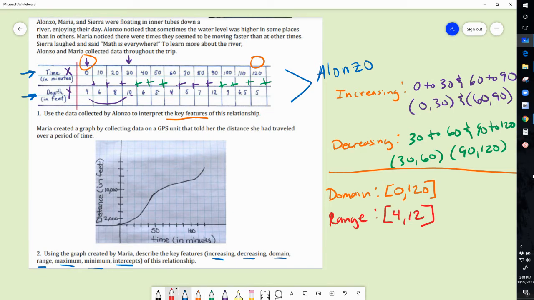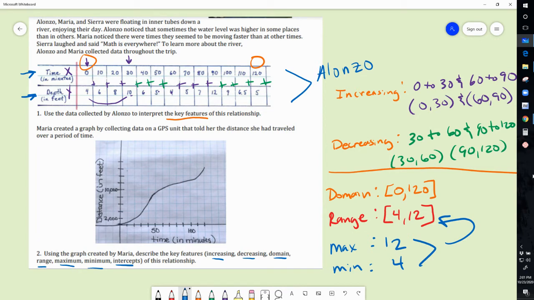All right, let's go ahead and go to the maximum. Now, maximum is saying what's your highest y value? That's 12. And your minimum, your lowest y value, that's 4. Notice these match those, because your minimum and maximum is talking about y values, and your range gives you the lowest and highest y values.